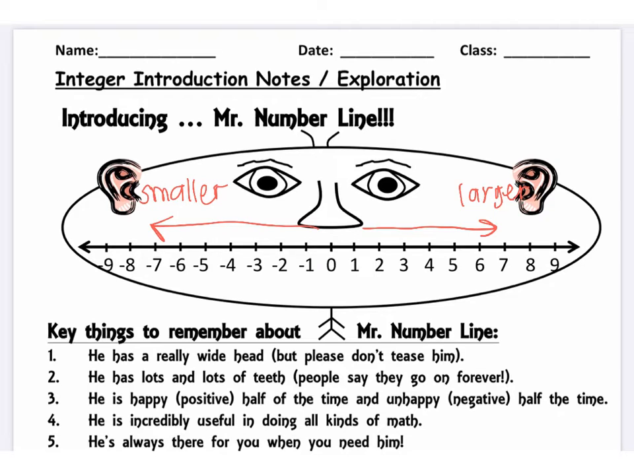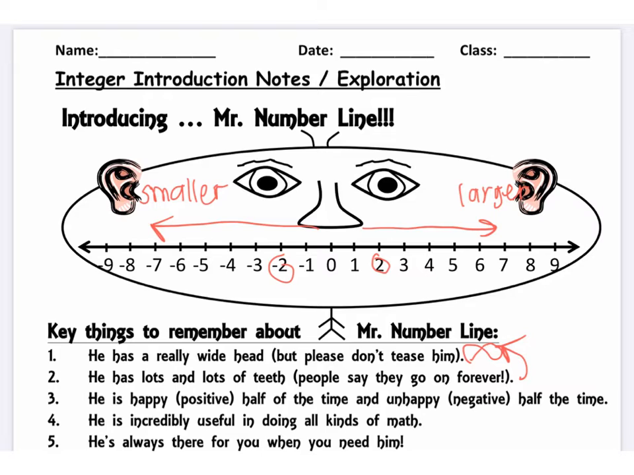So there's a few key things to remember about Mr. Numberline. He has a really wide head, but please don't tease him. The reason that we say that is because number lines go on forever. So it goes on to infinity. He has lots and lots of teeth. People say they go on forever. Get it? They go on forever. Each tooth is going to be considered to be a whole number. He is happy, positive, half of the time, and unhappy or negative half of the time. He's incredibly useful in doing all kinds of math, and he's always there for you when you need him.